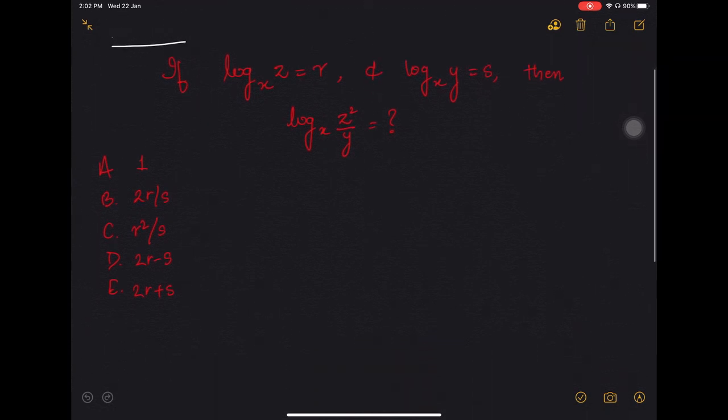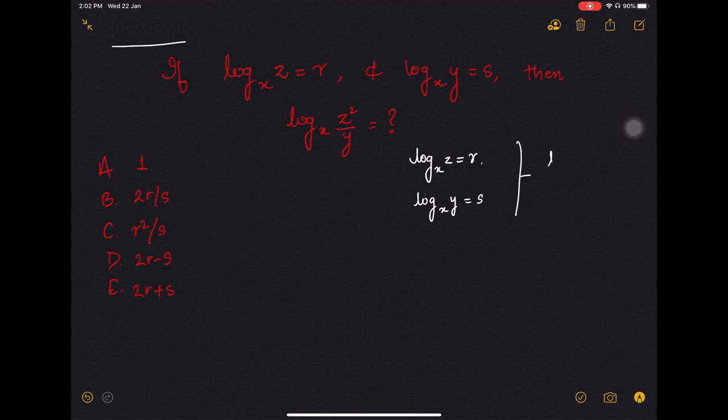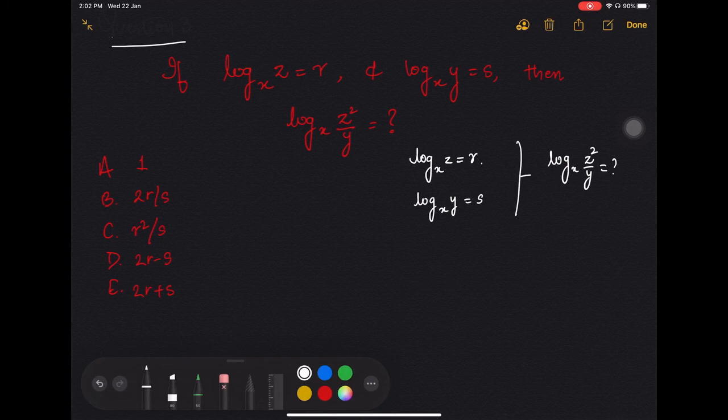Yep. Now this one is a little bit complicated, looks complicated at least. It says that log base x of z is r, alright, and log base x of y is s. Then what will be the value of log base x of z squared over y? This sure is complicated, but let us see how we can crack it.